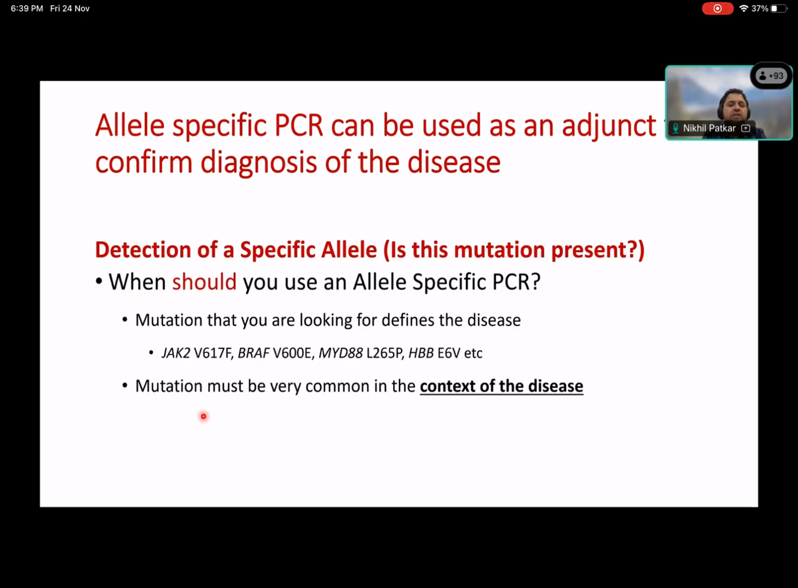So when should you use a technique such as allele-specific PCR? You should use this technique when the mutation that you are looking for defines the disease. For example, JAK2 V617F in a patient with myeloproliferative neoplasm, or BRAF V600E allele-specific PCR for diagnosing hairy cell leukemia, or MYD88 L265P to diagnose the presence of lymphoplasmacytic lymphoma.